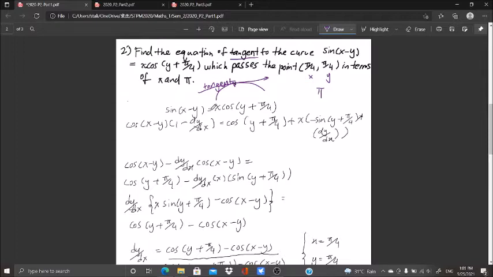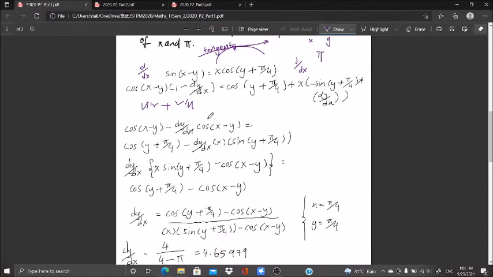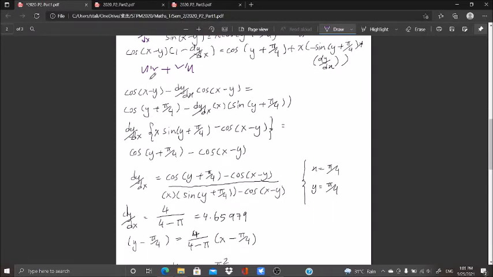Sin x minus y is equal to x cos y plus pi over 4. And we try to differentiate both sides. In terms of x, we take d/dx of both sides, here and here. And we will obtain this one by using our multiplication rule, u'v plus v'u. I believe this one we already learned during our Form 4, Form 5 additional mathematics.